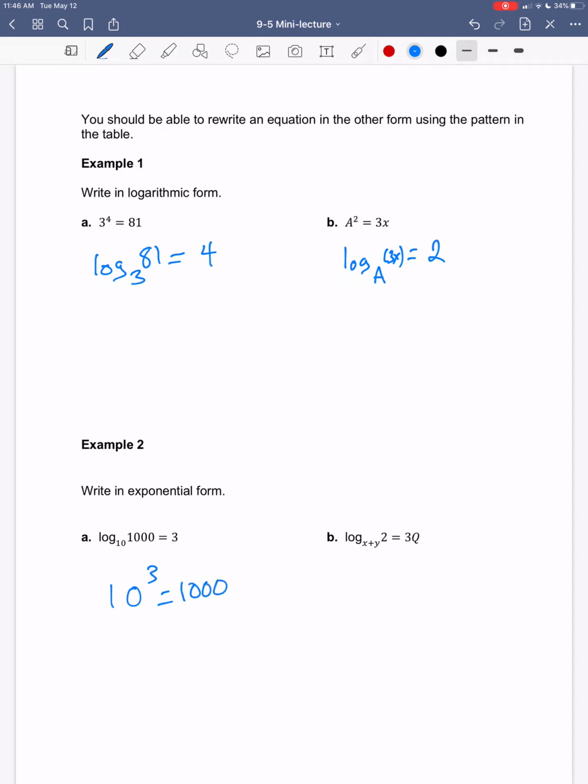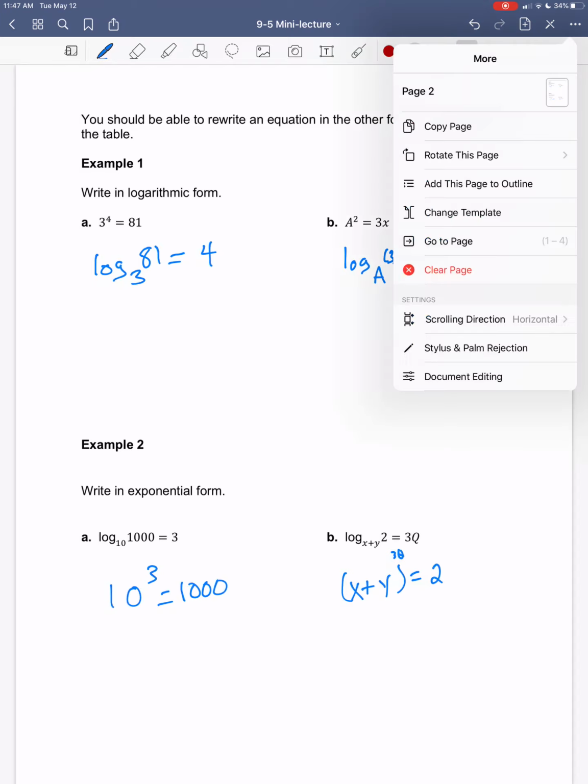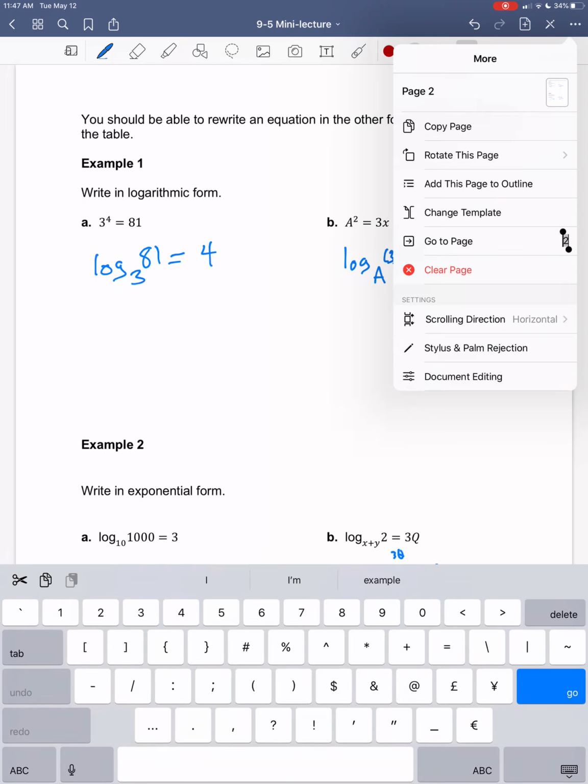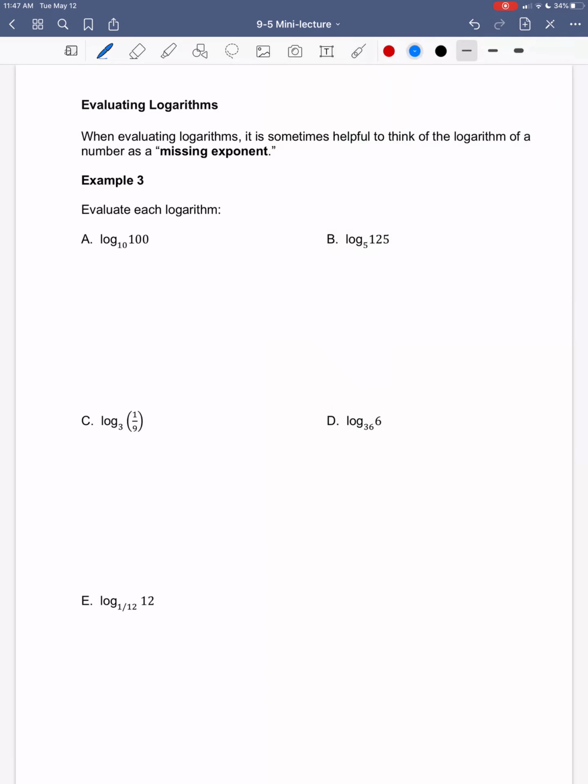And then in part B here, what's my base? Log base x plus y is my base. X plus y to what power? The power is 3q. Oops, no, that's not what I want. Yeah. The power is 3q, and that's going to be equal to 2. So that's just practicing going back and forth, sort of between these forms.